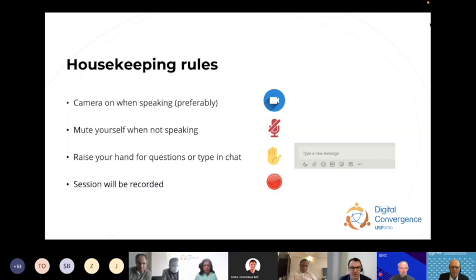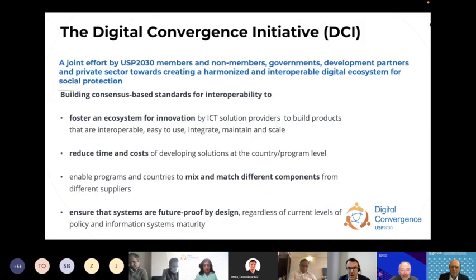Before we kick off, let me briefly provide you with some more background on the Digital Convergence Initiative and this dialogue series here. The Digital Convergence Initiative is housed under the partnership Universal Social Protection, or in short USP 2030, but it is explicitly open to USP 2030 members and non-members. So we are really trying to reach out to every social protection and digital and technical expert in order to create a real broad initiative where we bring together expertise from as many as possible. So I'm very glad that many of you have joined here.